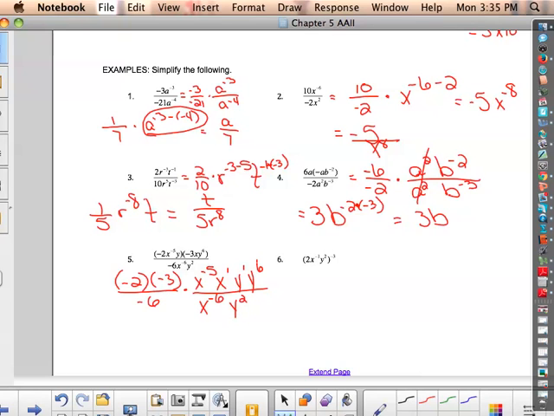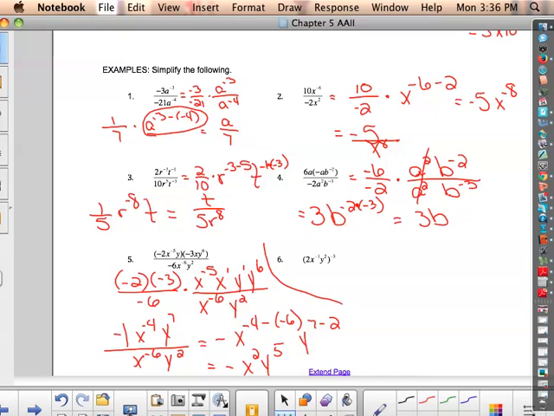So I'll use the product rule first. So I'm going to get 6 over negative 6, which is going to give me a minus 1 times x to the negative 4 y to the 7th over x to the negative 6 y squared. So I'm going to have minus x to the negative 4 minus negative 6 times y to the 7 minus 2, which is minus x squared y to the 5th for that one.